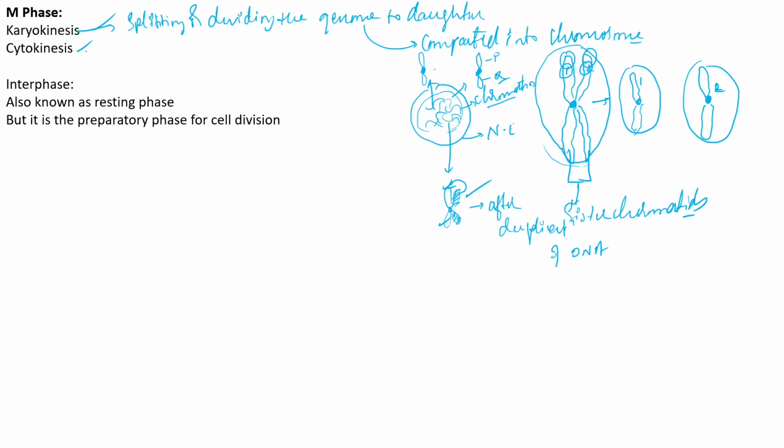So the next part we have is cytokinesis. Cytokinesis is a division. It is the division of the cytoplasm. Okay, it is mainly the division of cytoplasm. That is about cytokinesis.